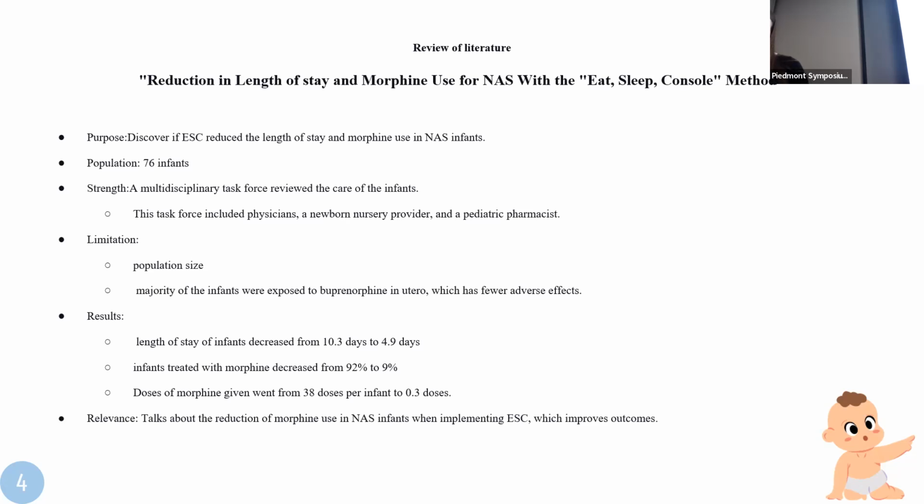The results of this study showed that length of stay of infants decreased from 10.3 days to 4.9 days with Eat, Sleep, Console. Infants treated with morphine decreased from 92% to 9%, and doses of morphine given went from 38 doses per infant to 0.3 doses per infant. The relevance of this article is that it talks about the reduction of morphine use in the NOS infants when implementing Eat, Sleep, Console, which improves outcomes.